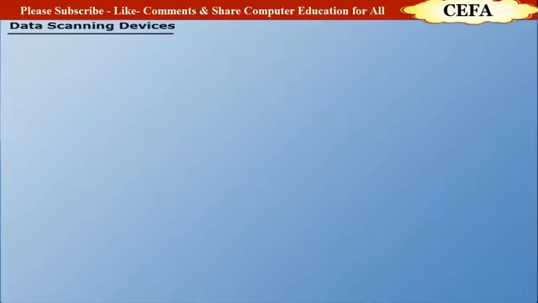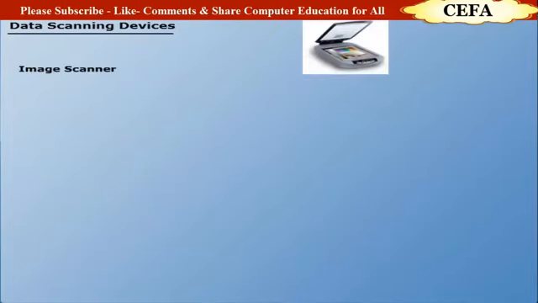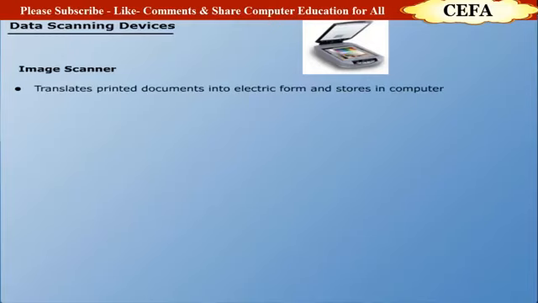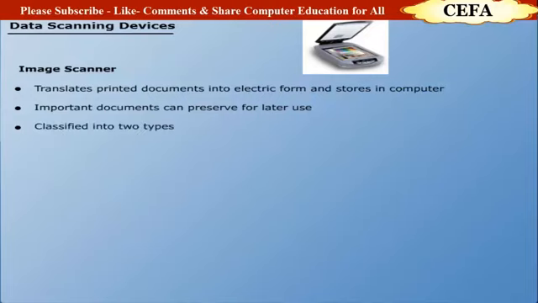Data scanning devices. Image scanner. An image scanner translates the printed documents into an electronic format and stores them into the computer. Important documents can be preserved in an electronic form by using image scanner for later use. Image scanners are further classified into the following two types.